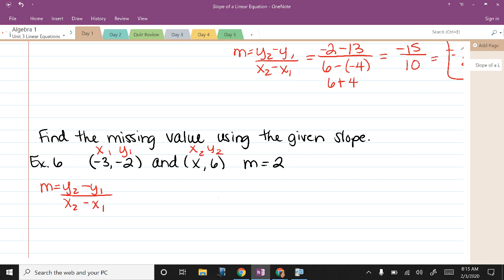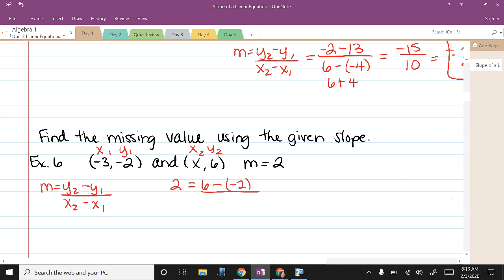All right, so what is my M? 2. So I'm going to write 2 equals. You got to use your slope. You're not finding the slope. You got the slope, so you got to use it. What number is y2? 6 minus, what is y1?